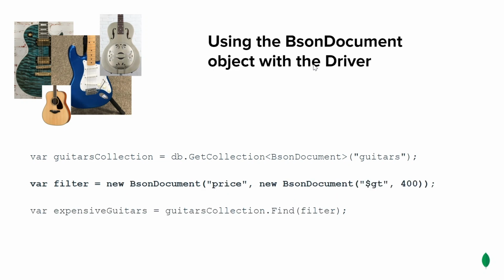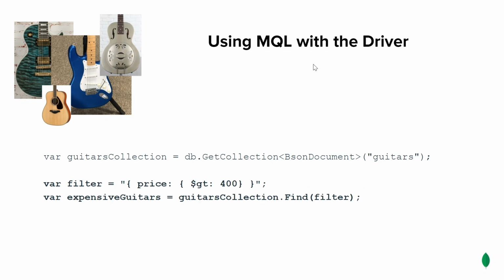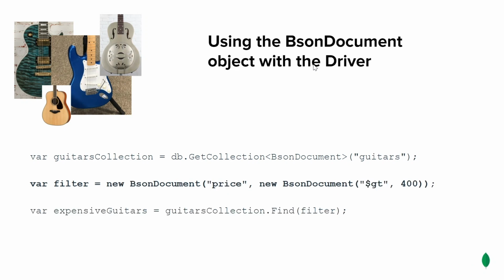Okay. Now you can also use a BsonDocument object with the driver. What this does is it provides a little more structure around your MQL, but not a whole lot. As you can see in the bolded line here, we're creating a new BSON document. We're saying the field we want to query on is price, and the value is another BSON document, which is greater than and 400. Okay, it does exactly the same thing as the previous slide, but it's wrapping it in a BSON document. It provides a little bit of type safety, but again, not very much.